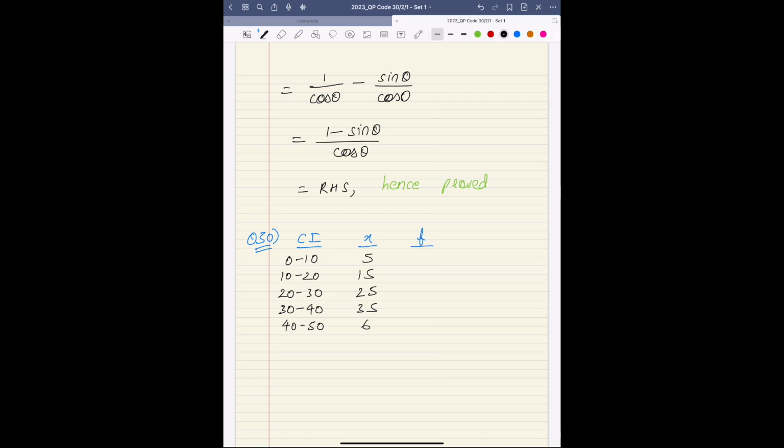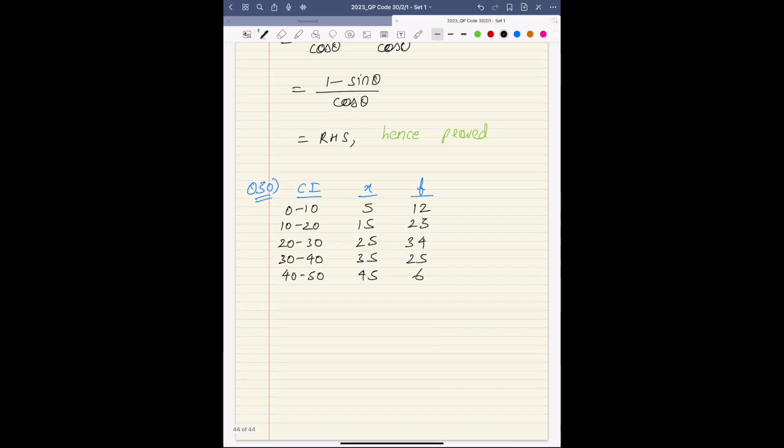There are 6 students who scored 40 to 50. Sorry, my bad, this is 45. Okay, got confused with the frequency. Now frequency: how many kids scored between 0 to 10? 12. 23 scored between 10 to 20. 34 kids scored between 20 to 30. And 25 scored 30 to 40, and only 6 hardworking people got between 40 to 50.